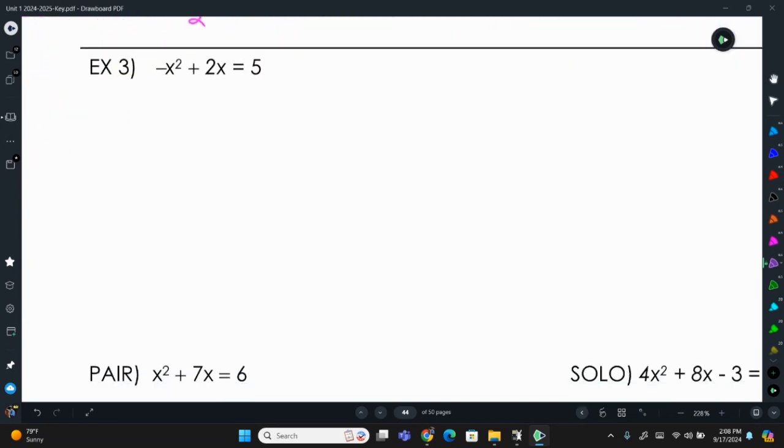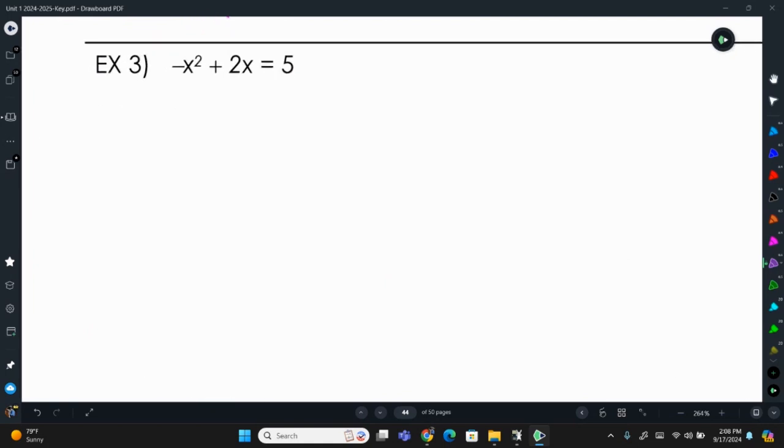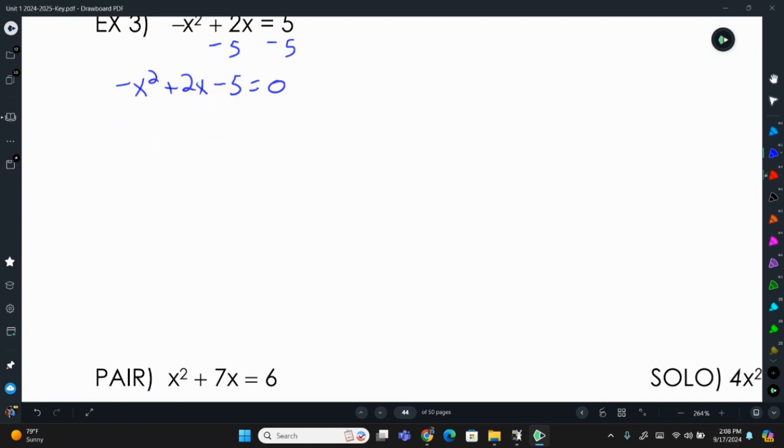All right, last example before I have you try some on your own. Now, we can subtract 5 from both sides and give us negative x squared plus 2x minus 5 equals 0. And I know when we talked about factoring and completing the square, we emphasized that our a value should always be positive. Well, with the quadratic formula, it doesn't matter if a is positive or negative, as long as you use everything else correctly. So our a value in this case is negative 1.